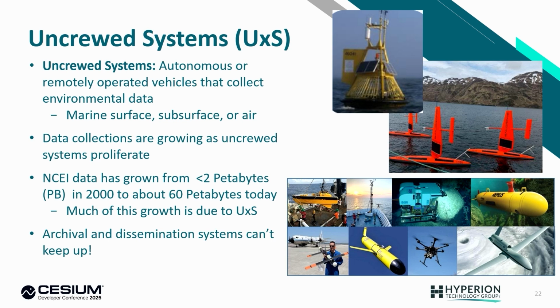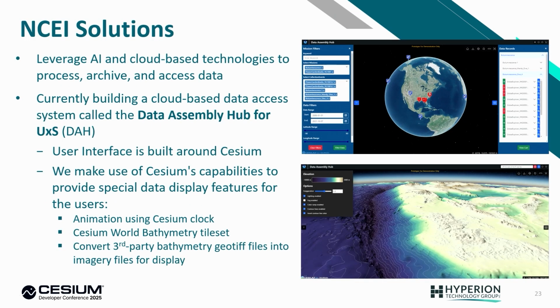data is growing exponentially. And so the problem is that NCEI's current archiving systems just really can't keep up. And so what NCEI is doing about this is trying to leverage new technologies, and specifically they want cloud-based technologies to try and address this, and that's what our project involves. We're currently building something called the Data Assembly Hub with Cesium to help address this. I know it seems kind of strange to have a geospatial visualization application as the centerpiece of a management information system, but that's what we have.